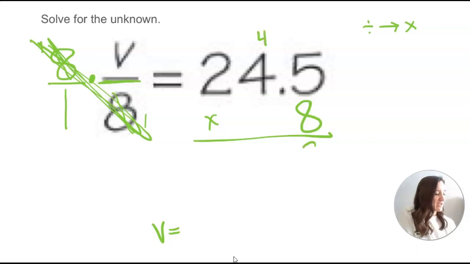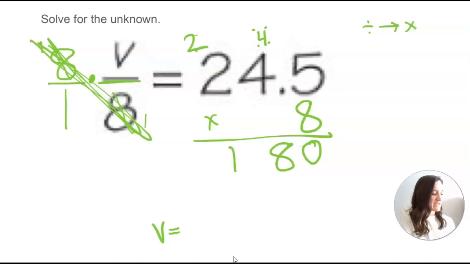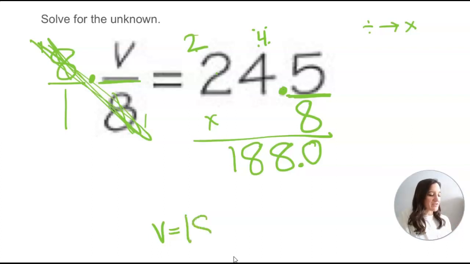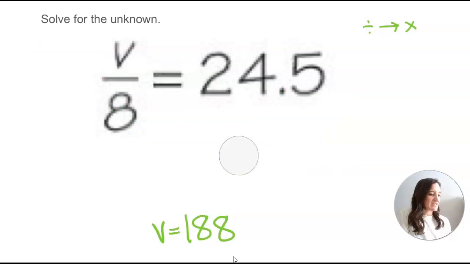8 times 4 is 32, plus... 8 times 2 is 16, 17, 18. Okay, 18. And I'm going to remember when I multiply by decimals, I count how many numbers are behind the decimal and then count how many go into the problem. So v equals 188. Now, in order to check it, I am saying that v equals 188.